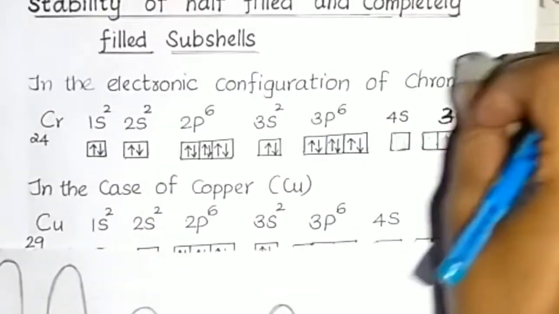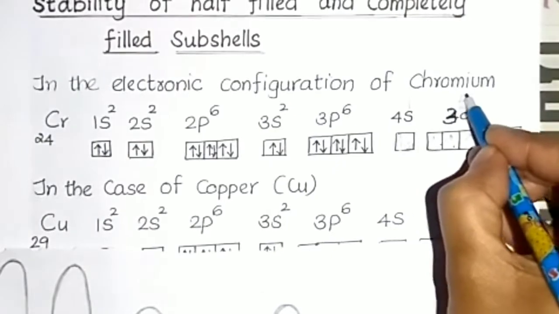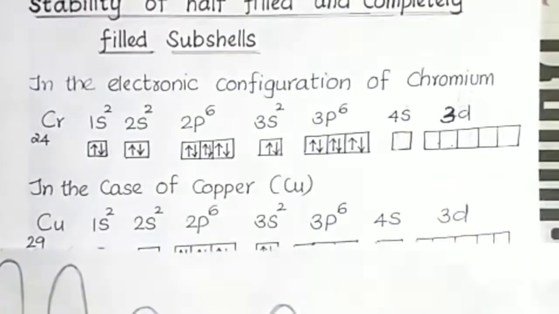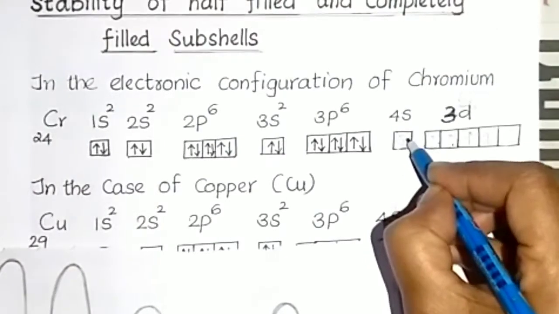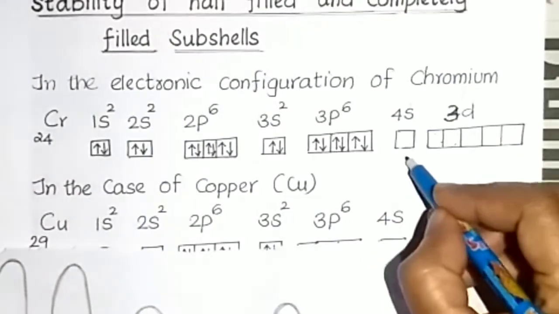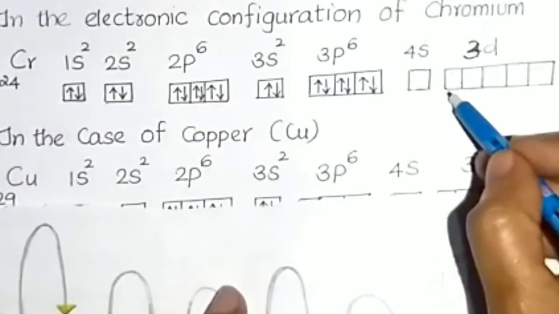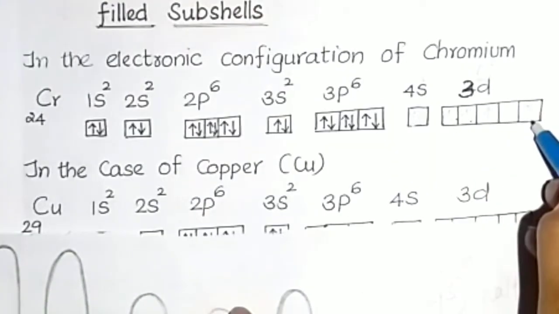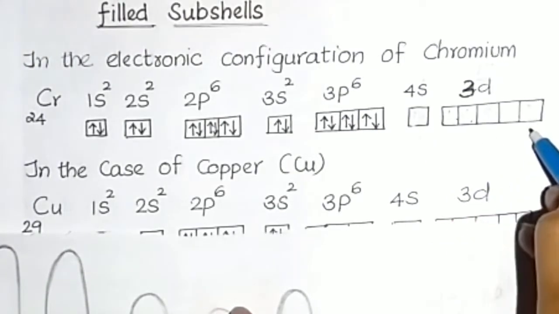The original configuration is then 4s1 3d5. Here only one electron remains, and only one electron jumps from this level. The degenerate orbitals each have a single electron. This configuration is more stable, so one electron jumps from this level to this level.